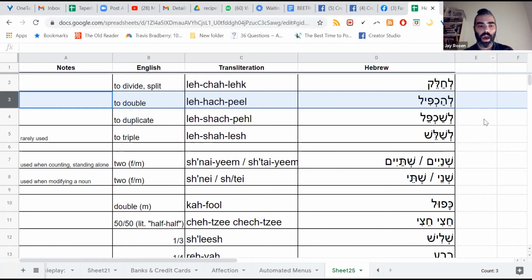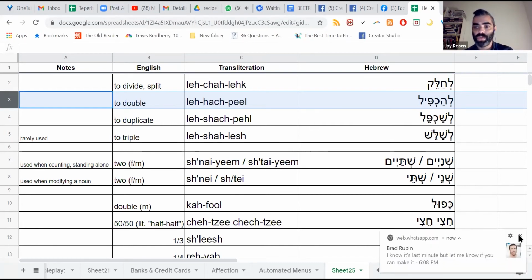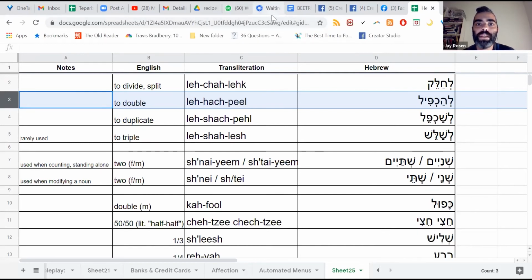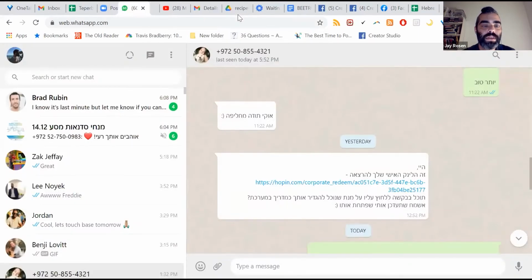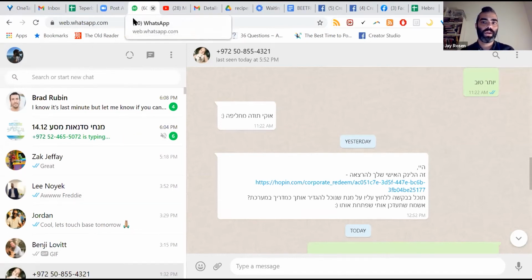Sorry, just 1 second. I didn't turn off my mobile WhatsApp, and that definitely needs to get off. Sorry, just 1 minute. Just turn this off. Sorry, just 1 minute. No. There you are. Good. All right.